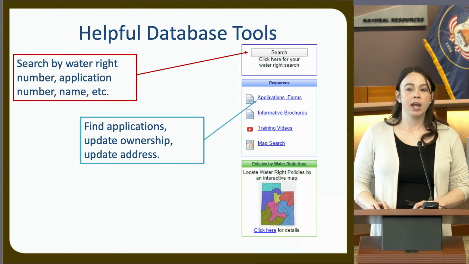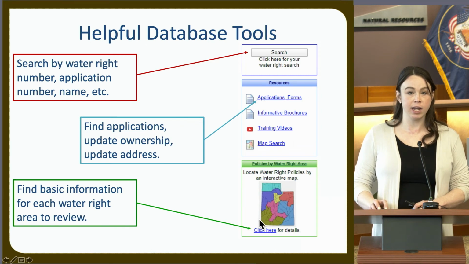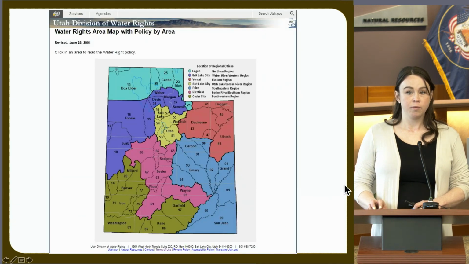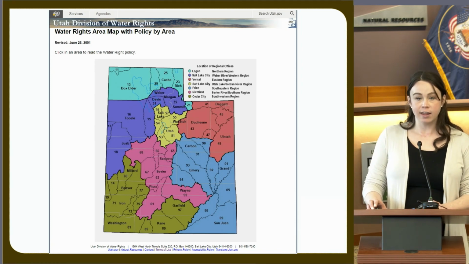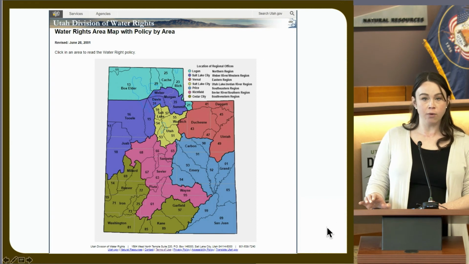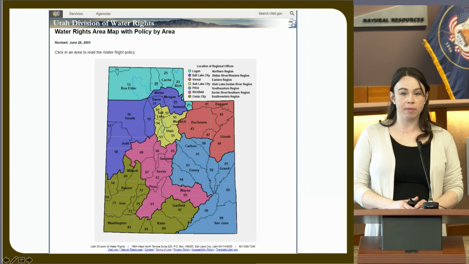Below that is our policy by water right area map. Now this is super helpful for a lot of reasons, and so I'm going to go ahead and pretend as if I am clicking here. Once you have clicked there on our website, you're going to get a screen just like this. I would like to point out, you can see that all of the different counties are broken up there clearly. We've assigned different watershed areas with different numbers. And also everything is color-coded by the regional office in which you'd be working with.